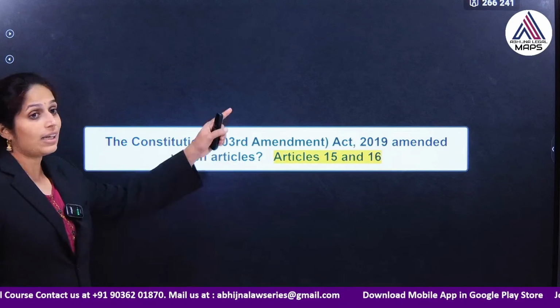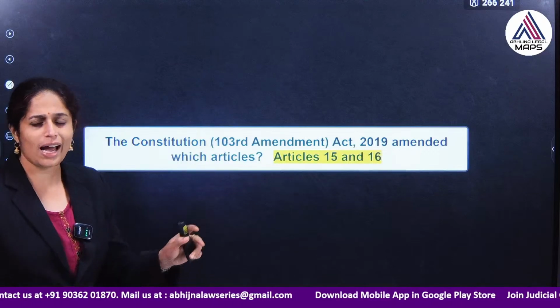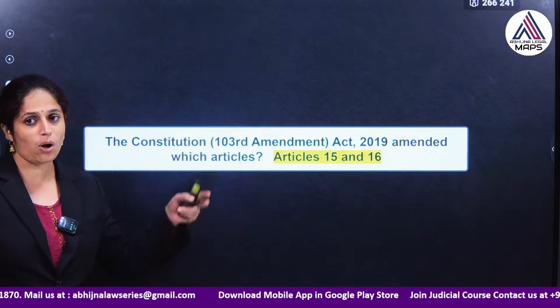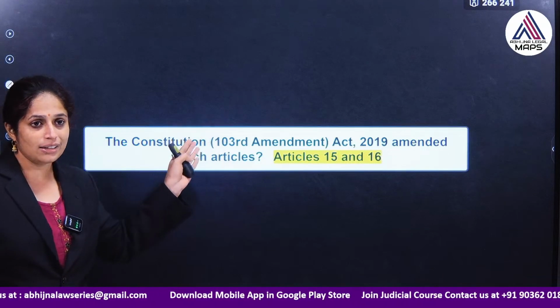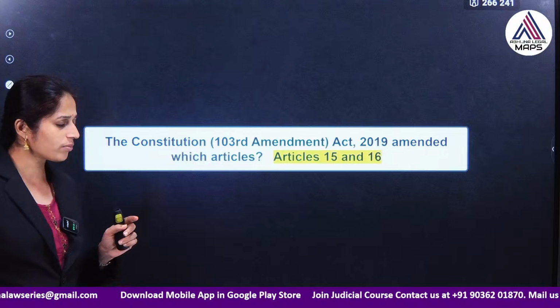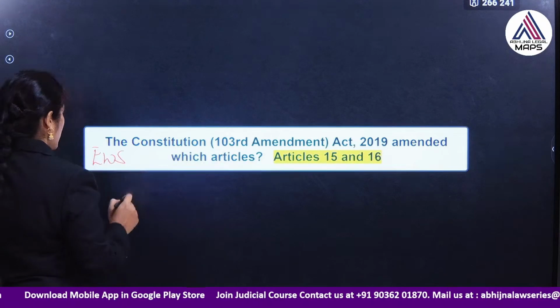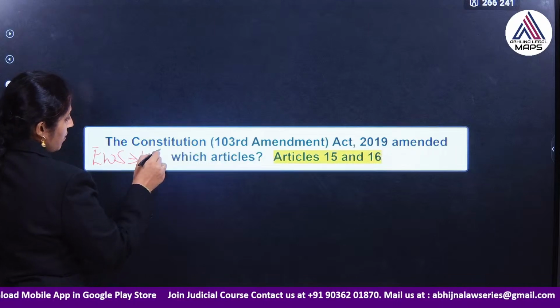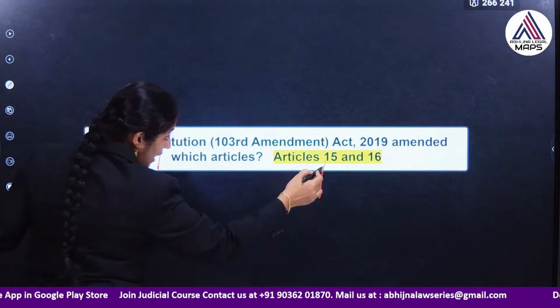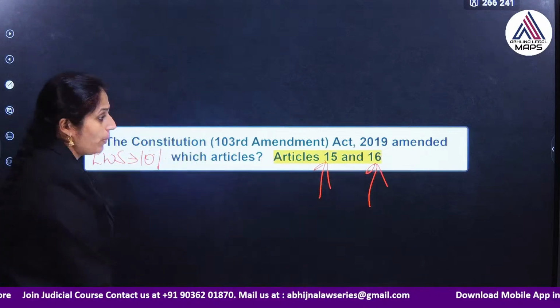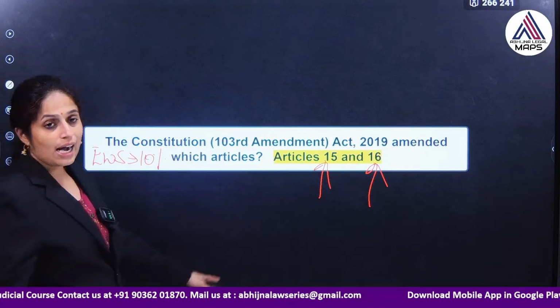Then this is the 103rd Amendment. I think these are all the probable questions which could be asked in the examination, because of the recent amendments. In the 103rd Amendment, we can see that economically weaker sections of the society were provided 10% reservation in educational institutions in Article 15 and in public employment opportunities in Article 16.